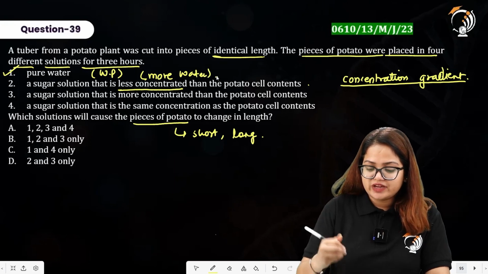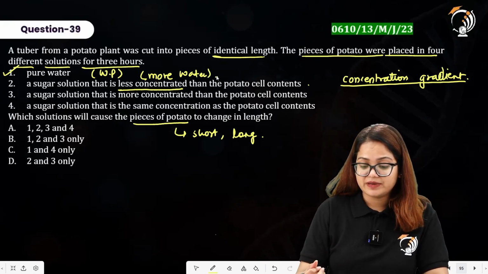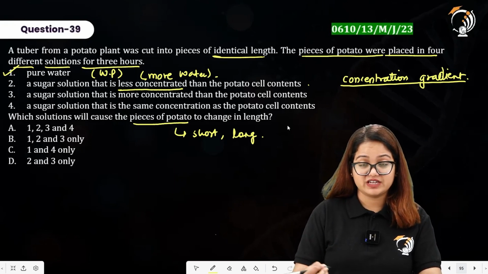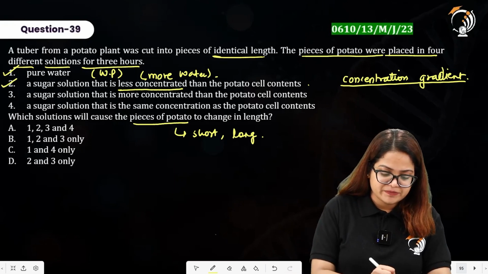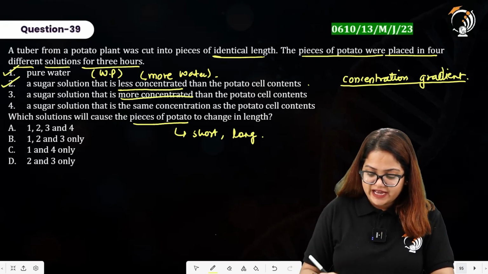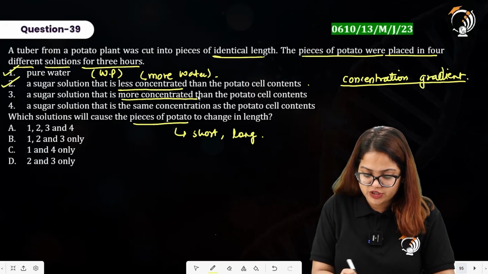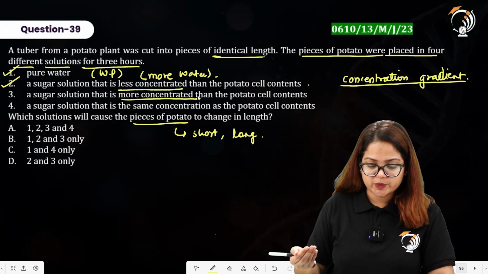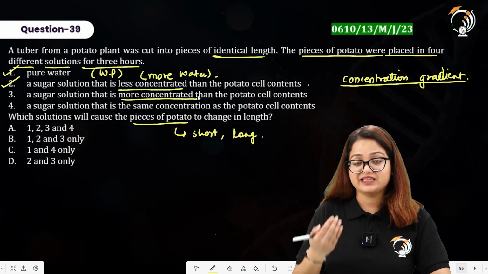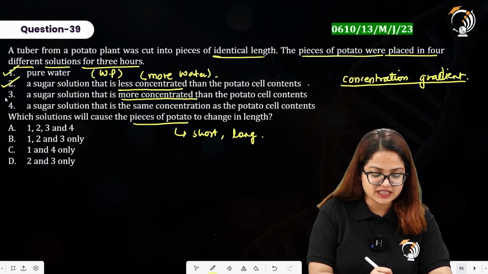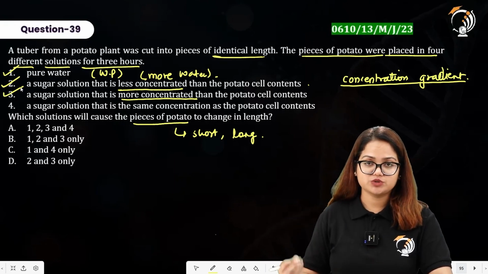So the water will move into the plant cell, that is the potato cell, and this will also change the shape, or we can say the length, of the potato cell here. A sugar solution that is more concentrated means it has fewer water molecules in it. So the potato cell will lose water molecules into the surrounding environment, and by this we can also observe that the potato piece has changed its length and has become shorter.